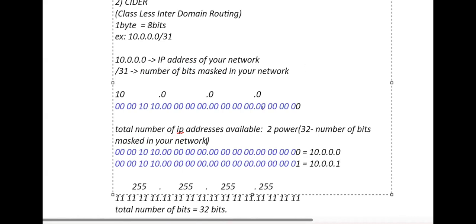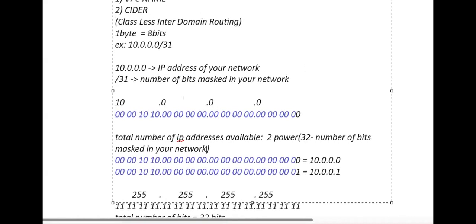That's it. So let's analyze it with 2 examples. You can see here, for this CIDR block we provided 31 as the number of bits masked in our network, right? Yes. So let's calculate the number of IP addresses we get for this. That is 2 power (32 minus 31), which is nothing but 2 power 1. What is the value of 2 power 1? 2 power 1 is nothing but 2. So you have only 2 IP addresses available.